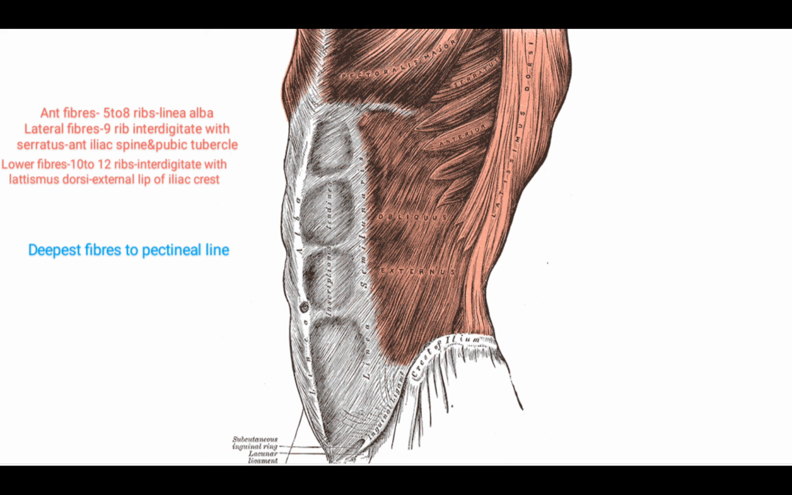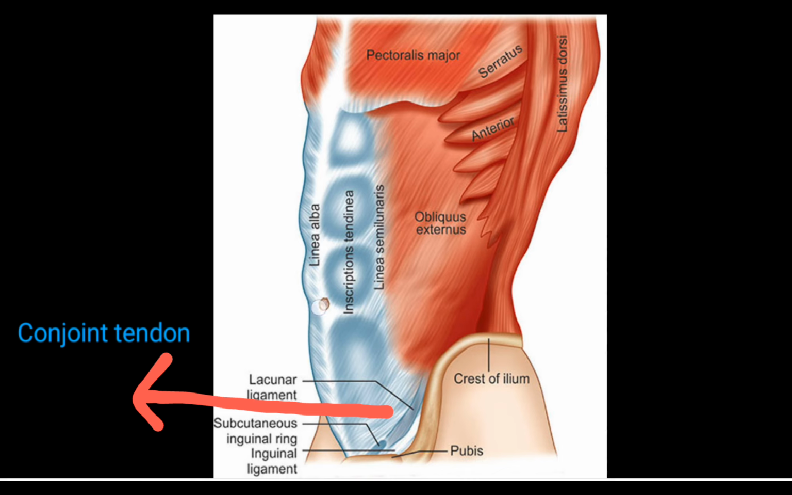See, it is showing the fibers from the linea alba descending downwards onto the outer crest of the ilium, and we need to understand the location of the ligaments. This is the lacunar ligament, and this is the inguinal ligament, and over here we have the subcutaneous or superficial inguinal ring, and here we have the conjoint tendon. And after the linea alba we have the linea semilunaris. That is what we need to remember in relation to the external oblique muscle.